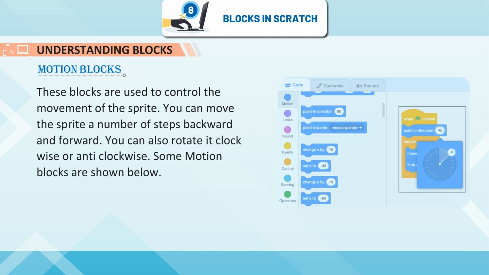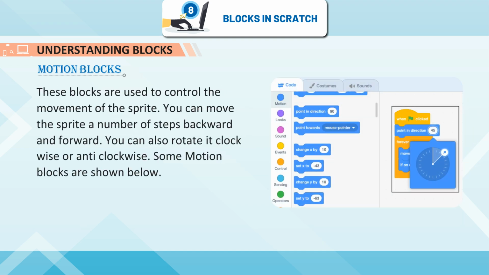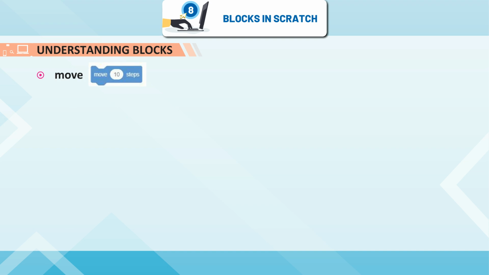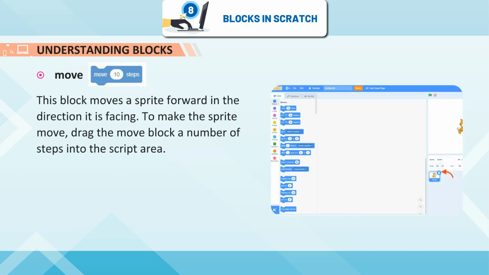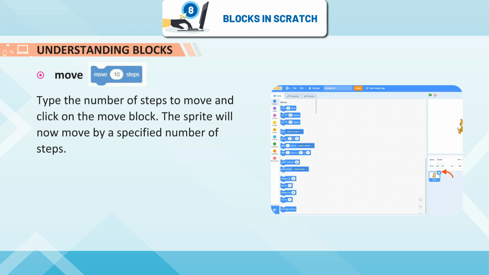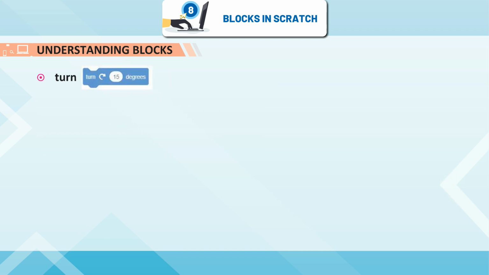Motion blocks. These blocks are used to control the movement of the sprite. You can move the sprite a number of steps backward and forward. You can also rotate it clockwise or anti-clockwise. Some motion blocks are shown below. Move. This block moves a sprite forward in the direction it is facing. To make the sprite move, drag the move block into the script area. Type the number of steps to move and click on the move block. The sprite will now move by the specified number of steps.